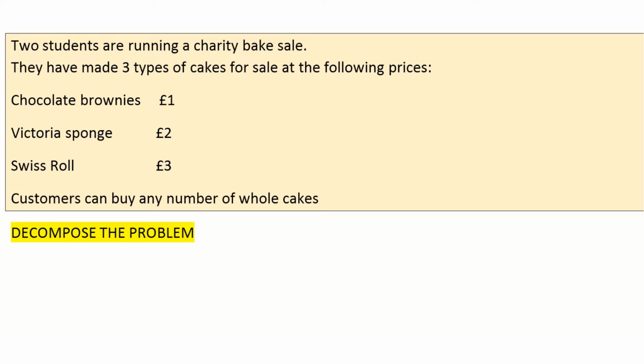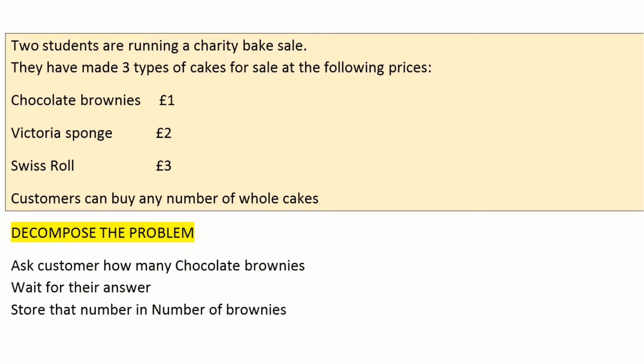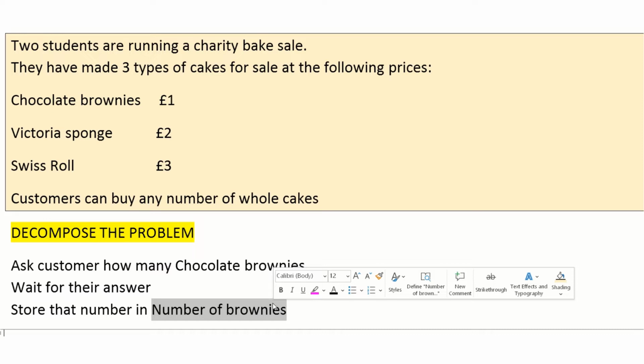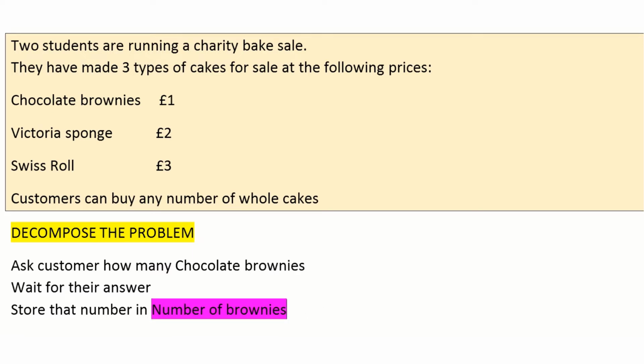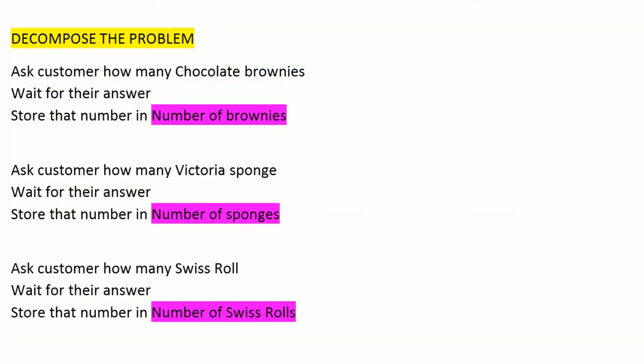So to do that, I'm just going to write it in different steps. So I'm going to ask the user how many chocolate brownies. I'm going to wait for their answer, and when they give me their answer, I'm going to store it in a variable. And just for now, I'm going to call it number of brownies. What I'm going to do after that is almost exactly the same thing, except I'm going to ask them how many sponges they want. So I'm going to ask them, how many Victoria sponges do you want? Wait for their answer, and then store that in another variable. Remember, each number has to be stored in a different variable.